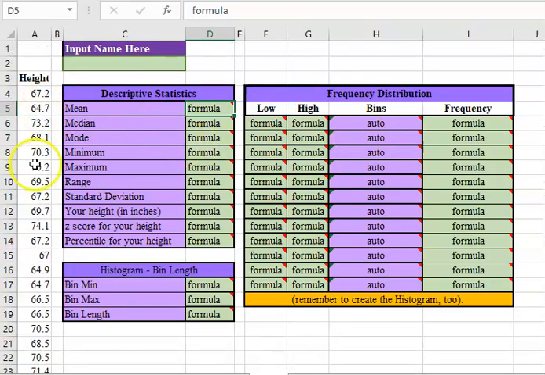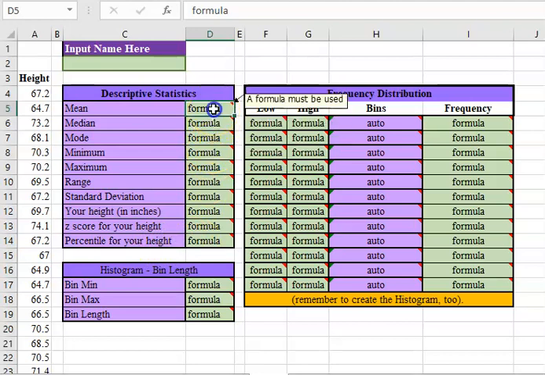Based on the given data set, I'm going to find the mean, median, mode, minimum, maximum, range, and standard deviation. Also, I'm going to enter my height in inches over here. Then I'm going to calculate the z-score and percentile rank of my height.